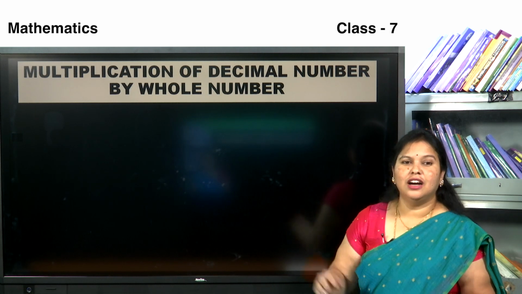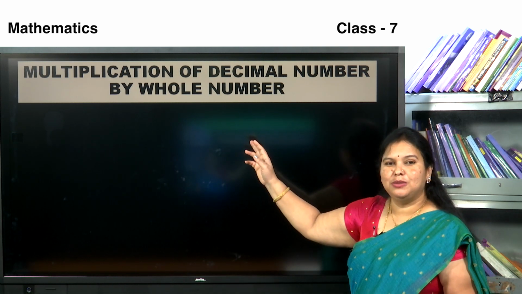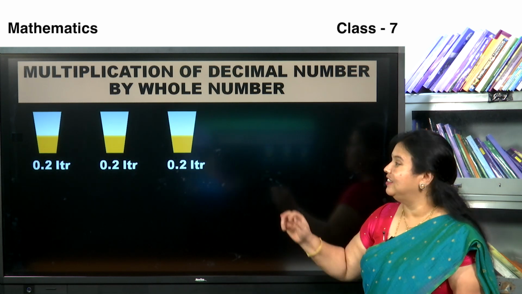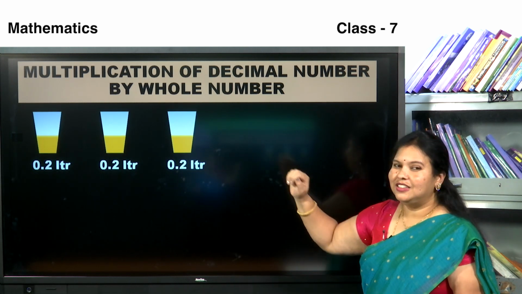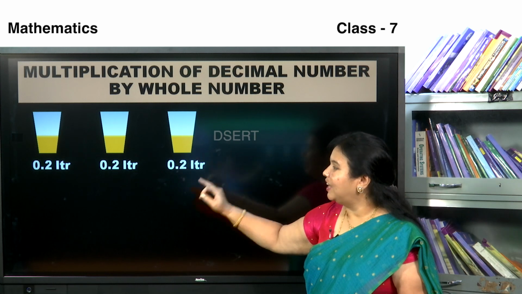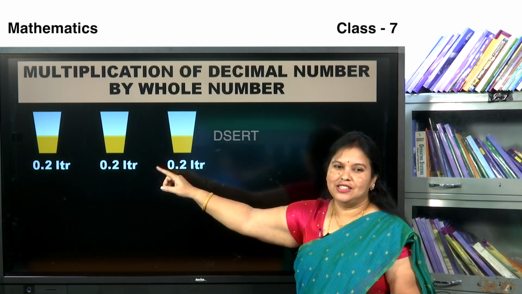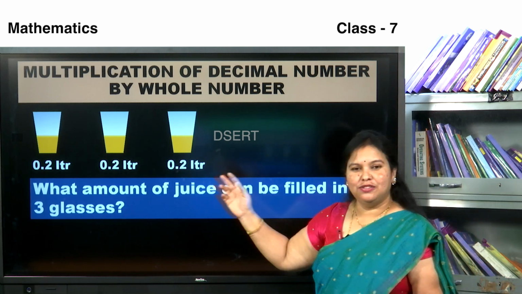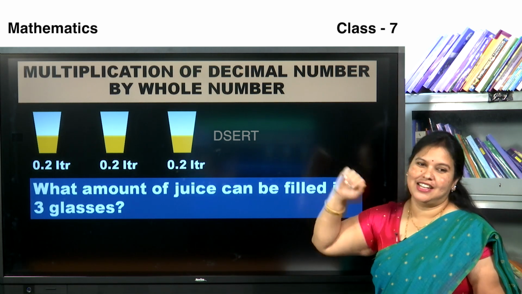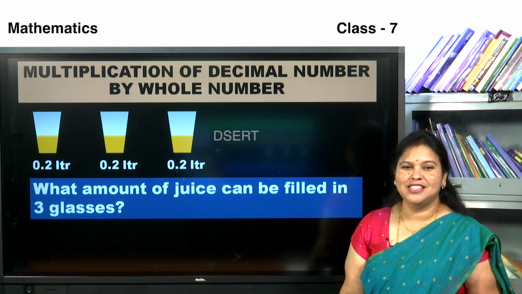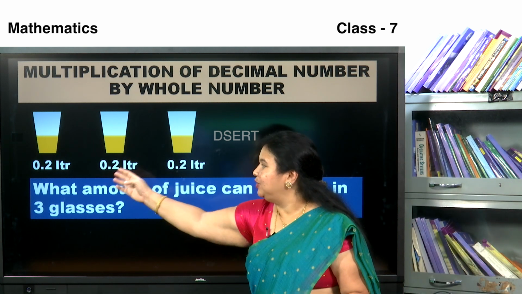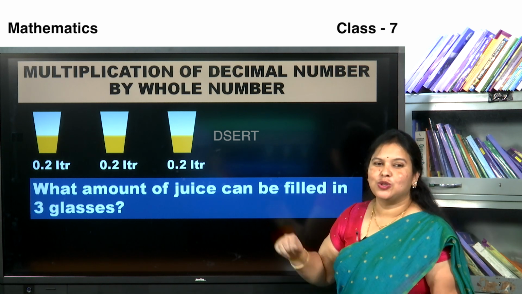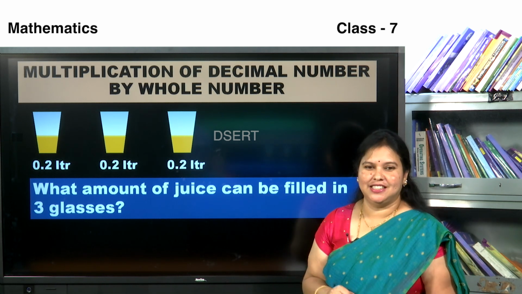Now, we will learn how to multiply a decimal number by a whole number. For easy understanding, I have taken one delicious example here. Here 3 glasses are there. We have to serve 0.2 liters of juice in each glass. So, what amount of juice can be filled in 3 glasses? Yeah, it is very simple. Adding 0.2, 0.2, 0.2, you will get the answer. So, it could be 0.6 liters, isn't it?